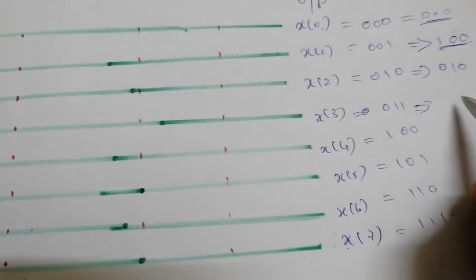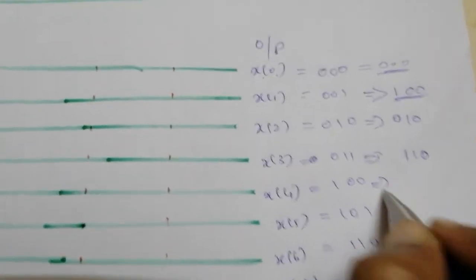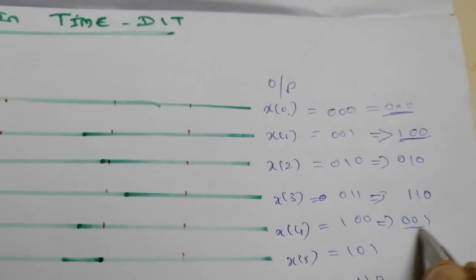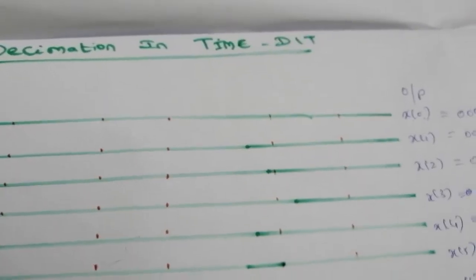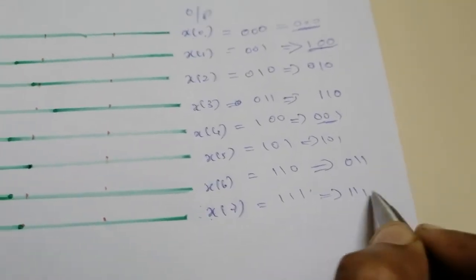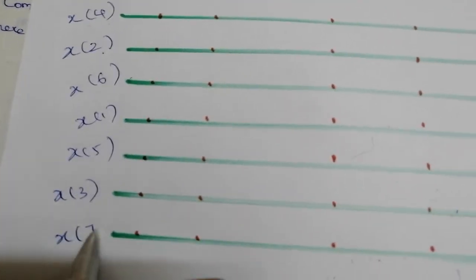Then x of 3, 011, bit reversal is 110. 110 is nothing but x of 6. It's the bit reversal of x of 3. Then 100 becomes 001. 001 is the bit reversal of x of 4, so we can write x of 1. Then 101, the same, so x of 5. Then 110 becomes 011. So 011 is x of 3. Then 111, which is nothing but x of 7. So this is called bit reversal.